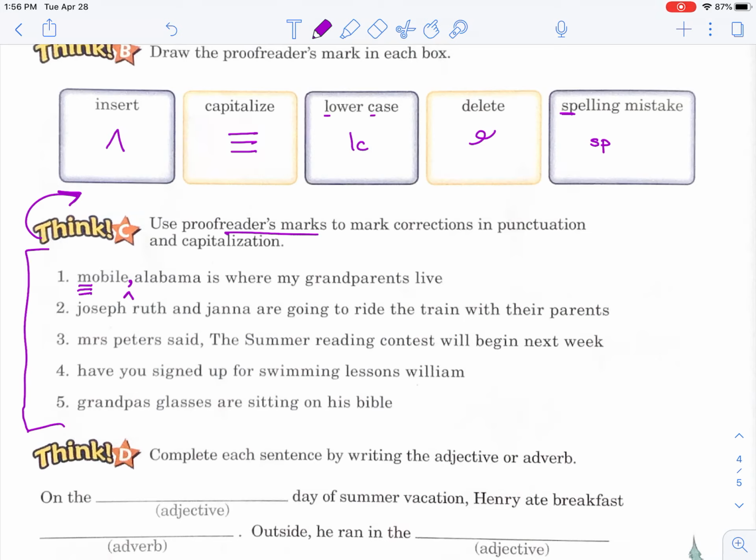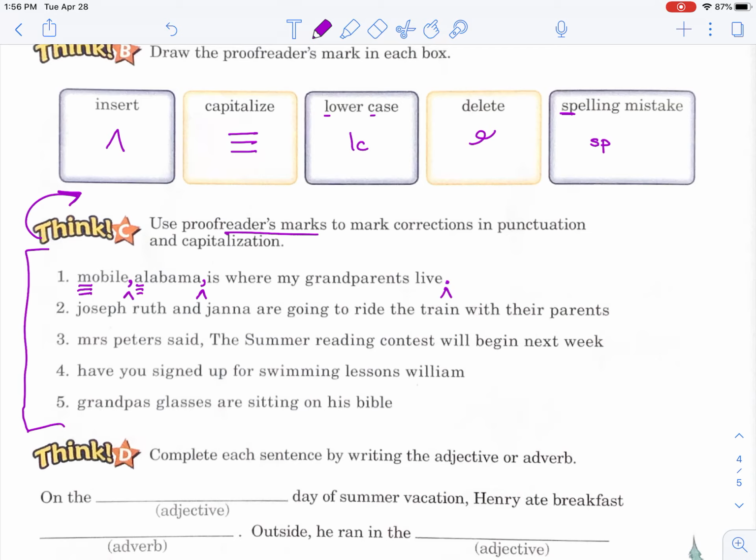Oh, I might have missed that one, Mrs. Kornthal. And usually if there is an interesting word that you don't know in front of a state, it's probably the city. So Alabama is the state. And the comma goes after the city and after the state. So we need another comma. Is where my grandparents live. What does every sentence need at the end?